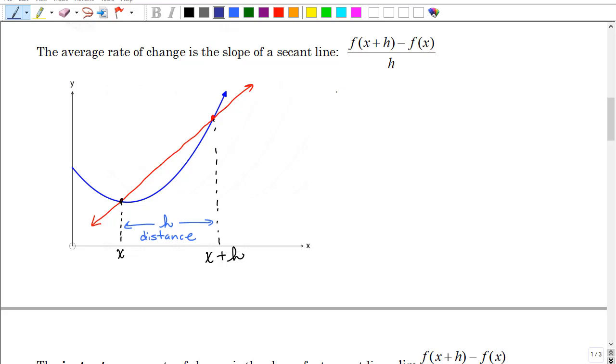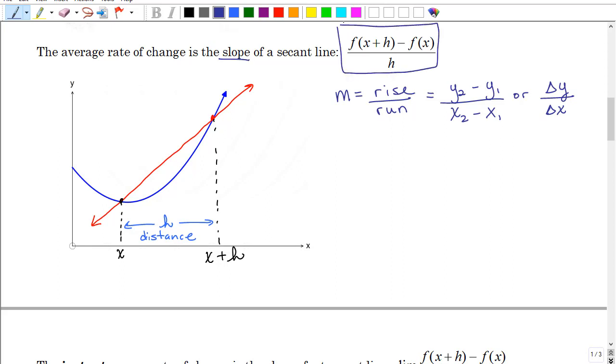So recall, the slope of a line, as we talked about earlier, is just the rise over the run. But mathematically, you may remember from algebra class that it is really y2 minus y1 divided by x2 minus x1, or you may have seen it as delta y over delta x, meaning the change in y over the change in x. So how am I calling the slope of a secant line f of x plus h minus f of x, divided by h?